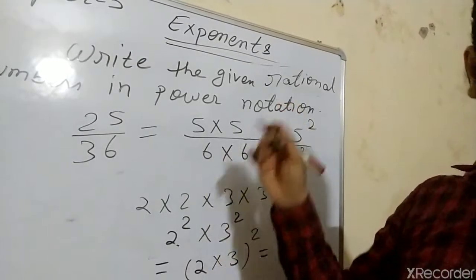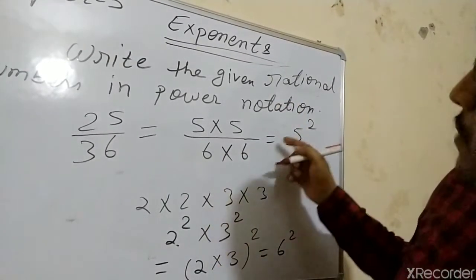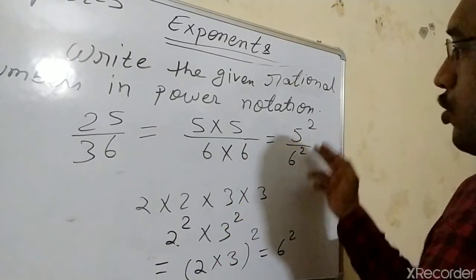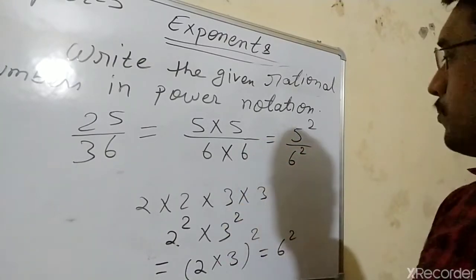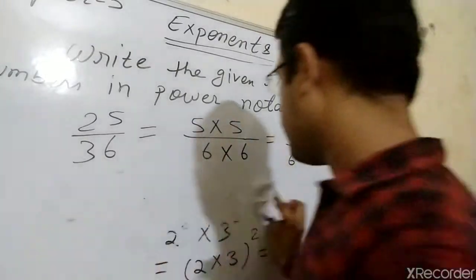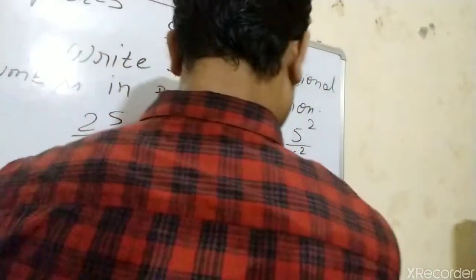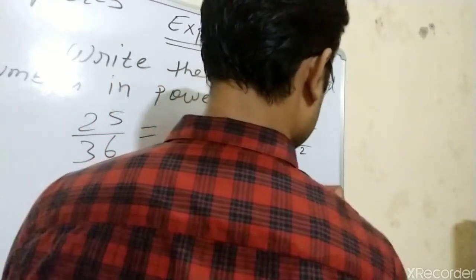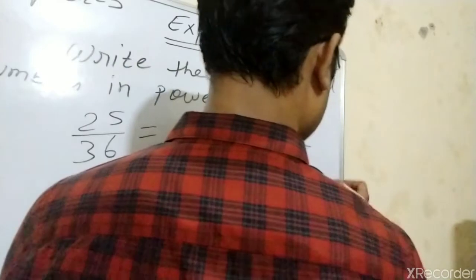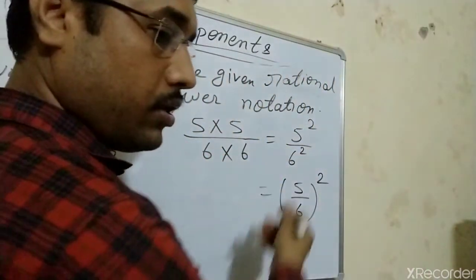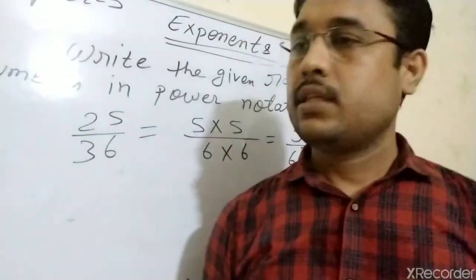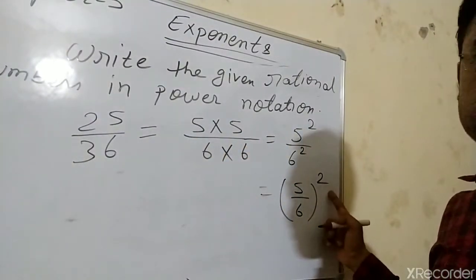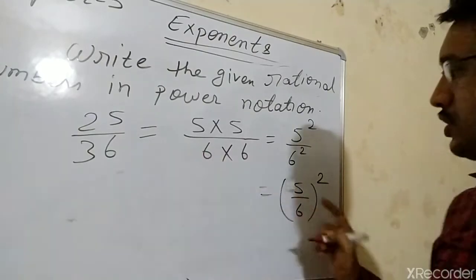It is mandatory that they have the same power. If the numerator and denominator have different powers, then you cannot take the common power in the result. But here we can take the common power. We can write that it is 5 by 6 to the power 2. These two powers you can take common. This way we can write any rational number in exponential form.